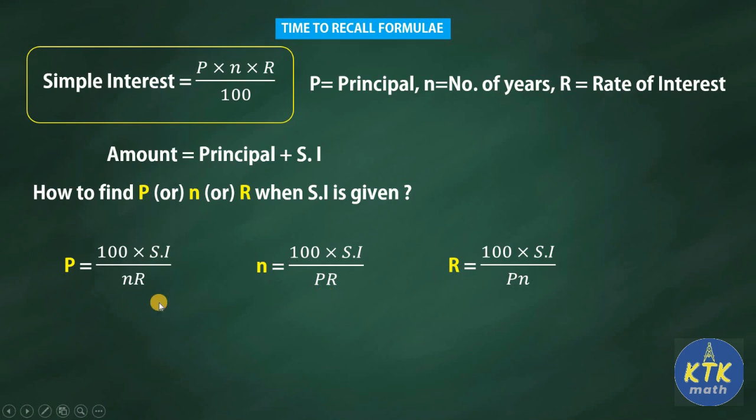Whatever term is missing on the right side will move to the left side. So if P is on the left, NR will be on the right; if N is on the left side, PR will be on the right side; if R is on the left side, PN. Using these formulas we can find the values of principal or number of years or rate of interest separately. Now it's time to move to our objectives.